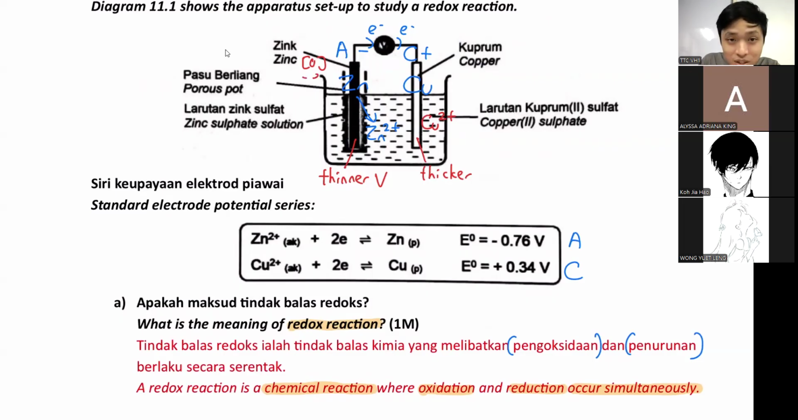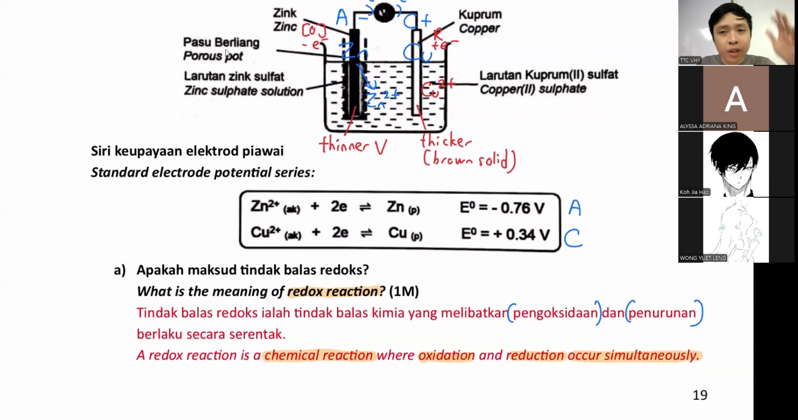Okay, so oxidation means donating electrons. Cathode means reduction, receiving electrons. So it's like copper 2 ion receives 2 electrons to form copper atom, copper metal. That's why you can say the electrode becomes thicker, or you can say brown solid is deposited, because copper is brown in color. After you analyze, you can answer many questions.